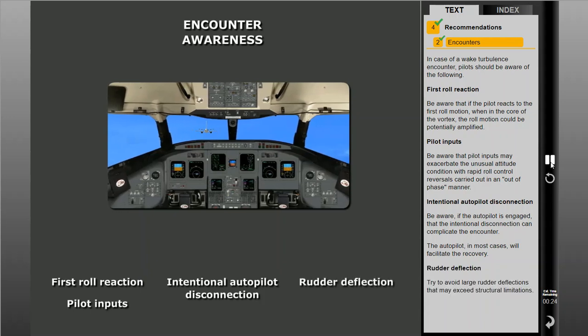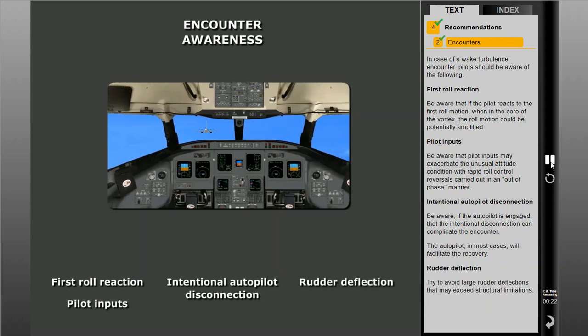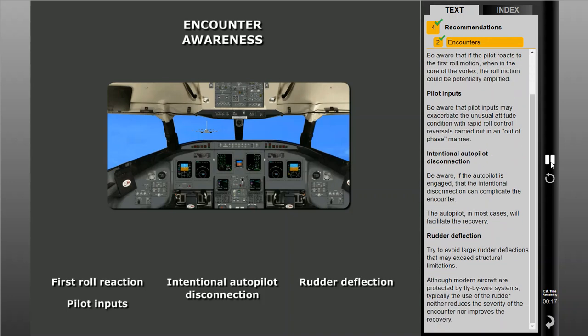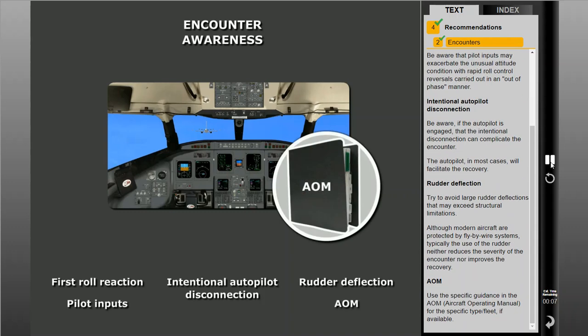Try to avoid large rudder deflections that may exceed structural limitations. Although modern aircraft are protected by fly-by-wire systems, typically the use of the rudder neither reduces the severity of the encounter nor improves the recovery. Use the specific guidance in the AOM for the specific type or fleet, if available.